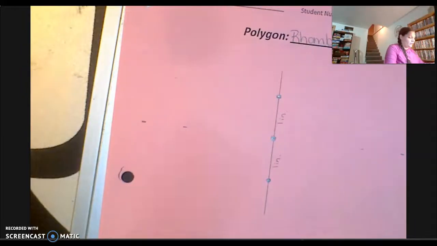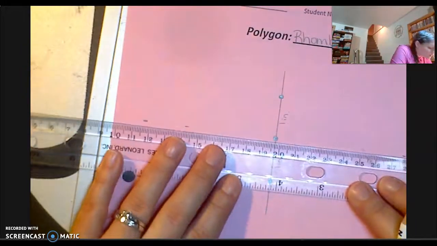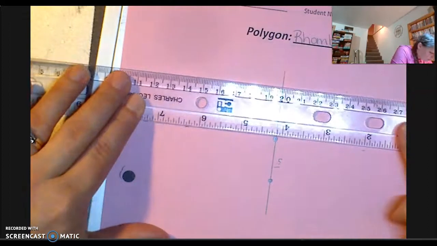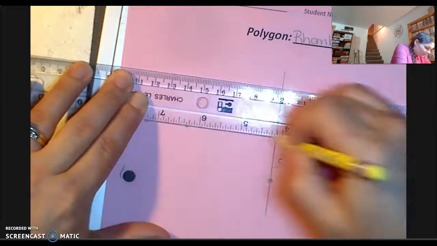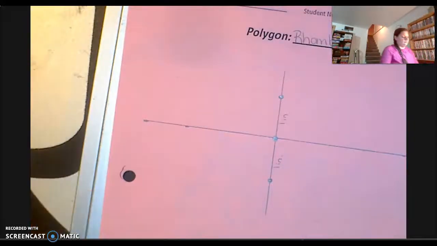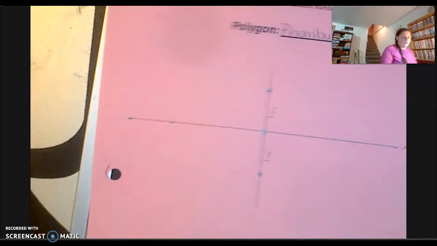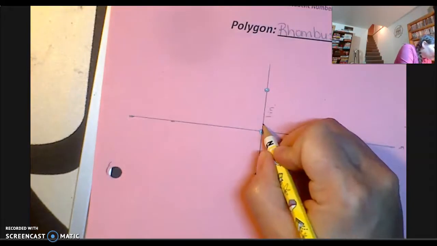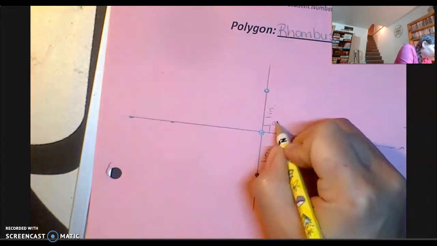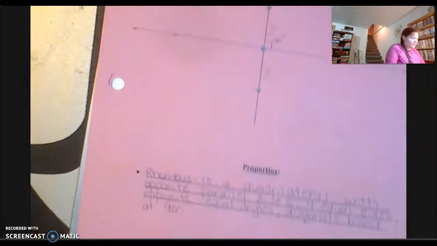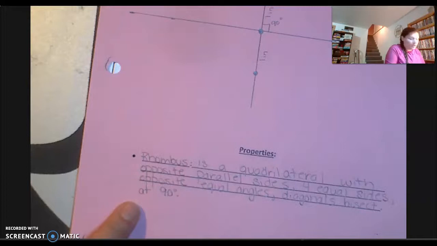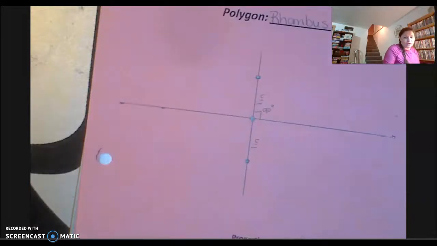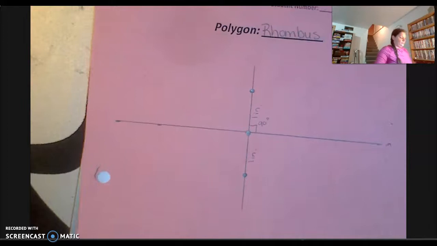Now I should be able to lay my straight edge right up on those hash marks and draw a straight line. So now I have a 90-degree angle in the middle. Looking down here, it says diagonals bisect at 90 degrees. Diagonals are the lines on the inside of our quadrilateral, and I'll show you that in a minute.